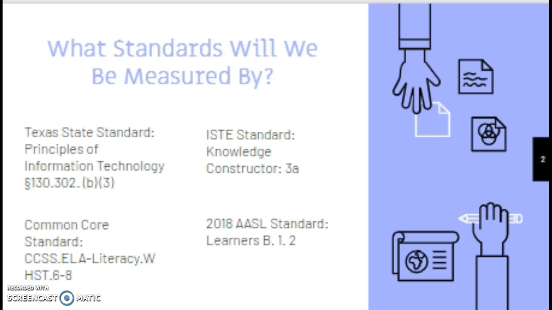The Common Core Standard, CCSS ELA Literacy, WHST 6-8, requires that students gather relevant information from multiple print and digital sources, using search terms effectively, assess the credibility and accuracy of each source, and quote or paraphrase the data and conclusions of others while avoiding plagiarism, and following a standard format for citation.